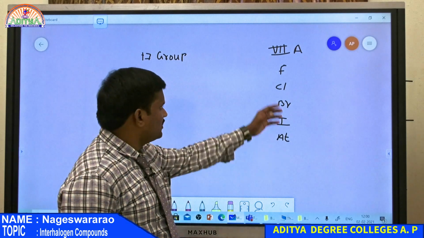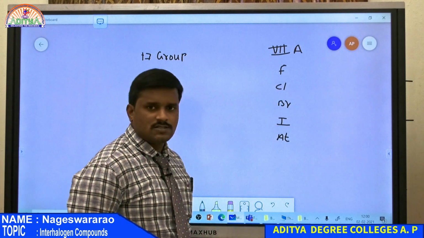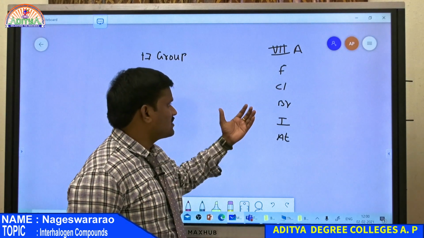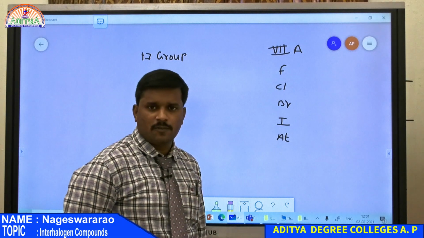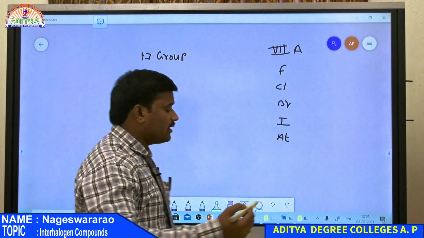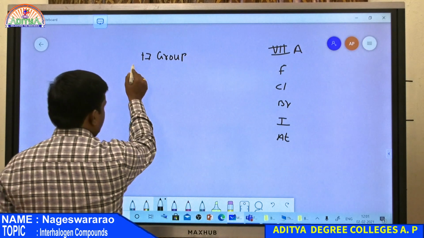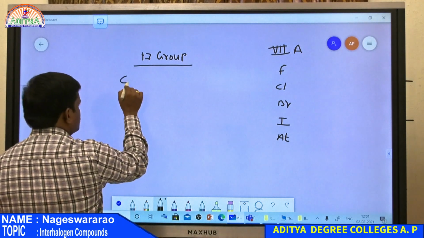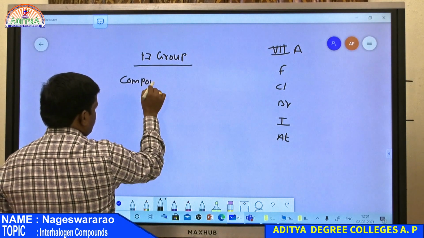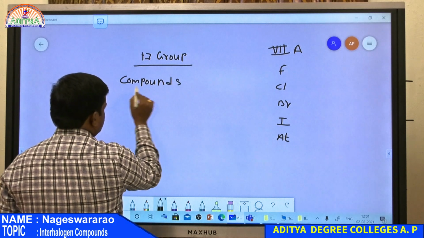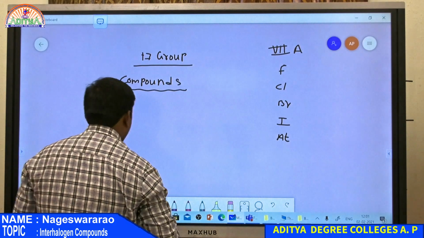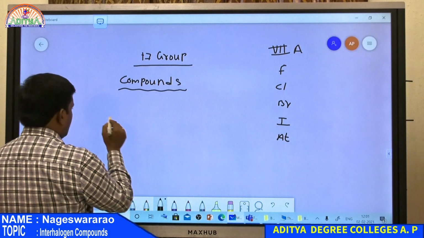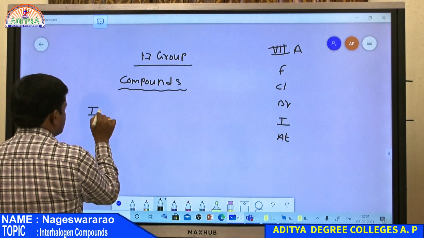We discussed all the properties of halogens and also atomic numbers, electronic configuration and physical properties. So today I am going to explain the compounds of 17th group. So what are the compounds? Compounds of 17th group. The important compounds of 17th group elements are interhalogens.